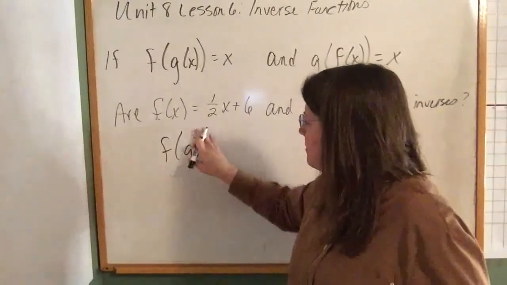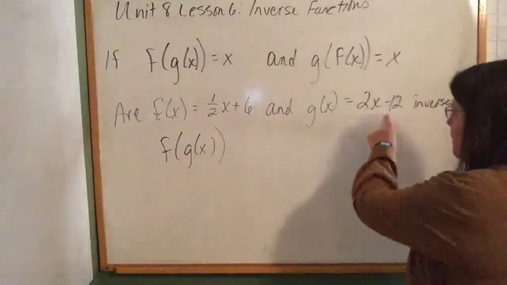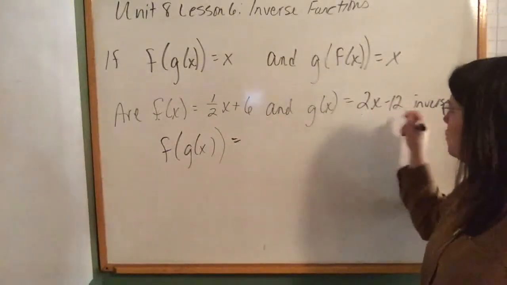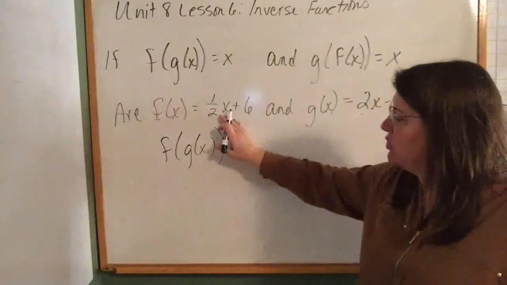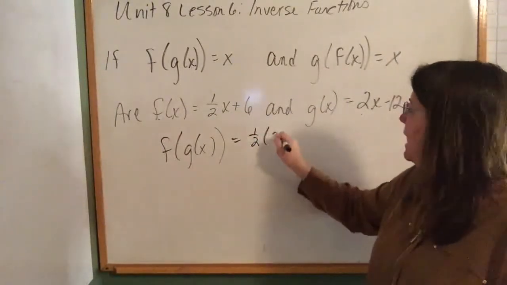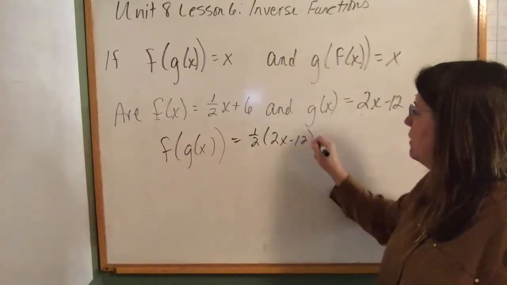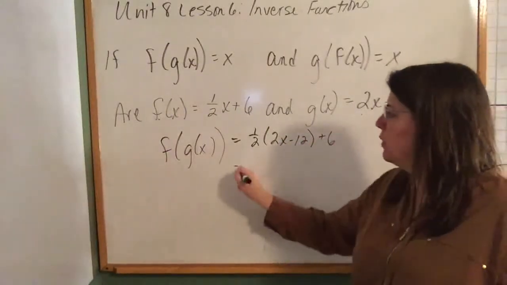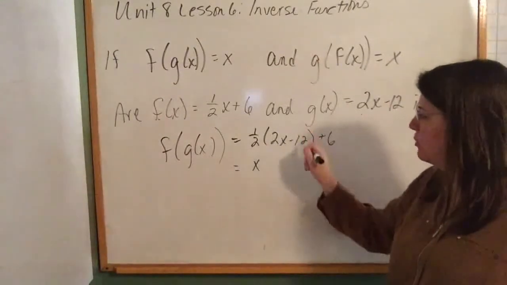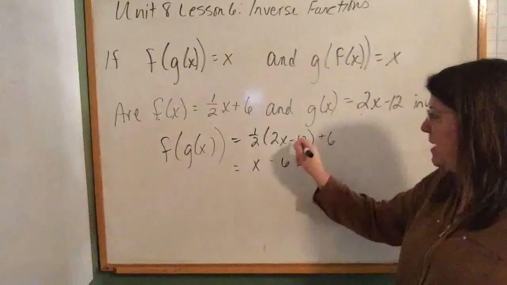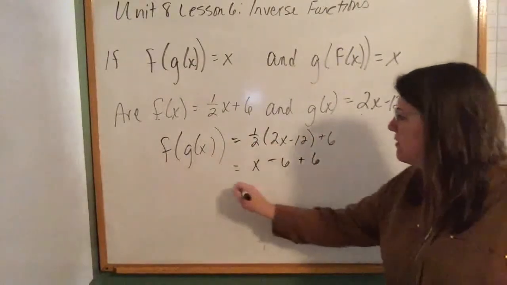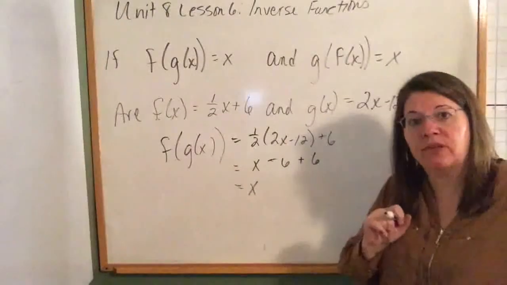Well, that means I'm going to plug the g function into the f function. So I'm going to take the 2x minus 12. Everywhere there's an x in the f function, I will replace it with 2x minus 12. So that would be 1/2 times 2x minus 12 plus 6. And then I'm going to do the math. 1/2 times 2x is x. 1/2 times negative 12 is negative 6, plus 6. So that gives me x. So far, yes, it looks like they're inverses.